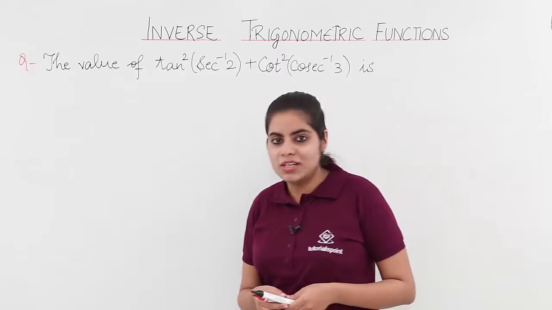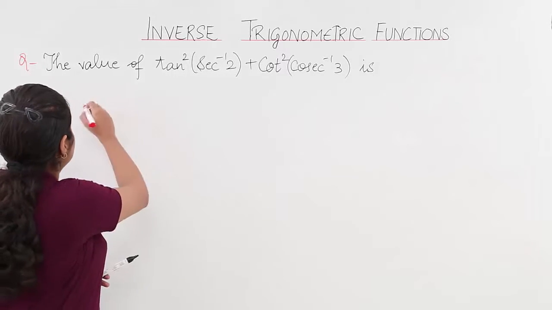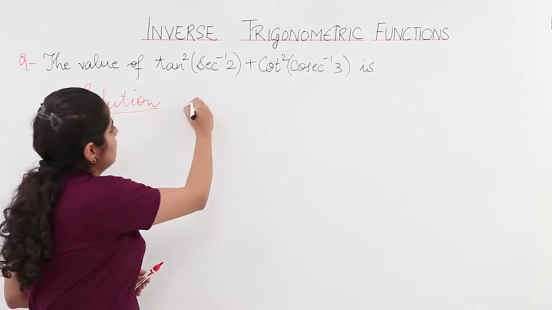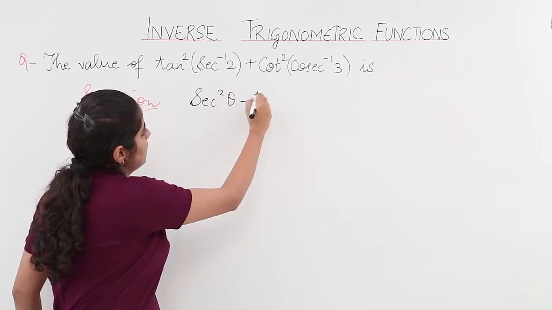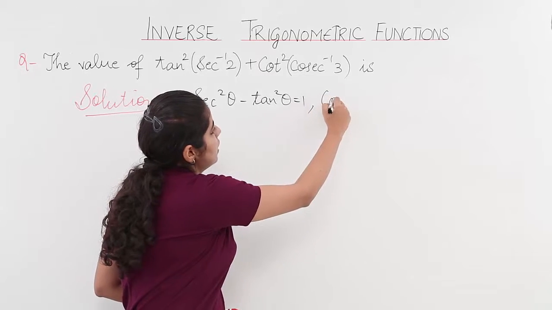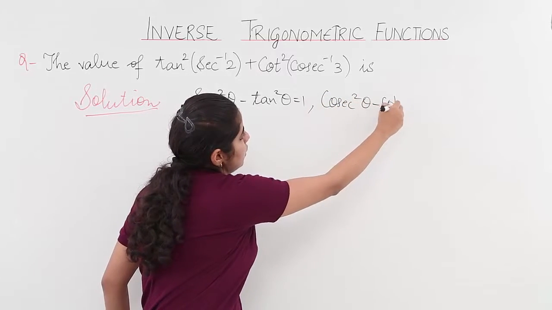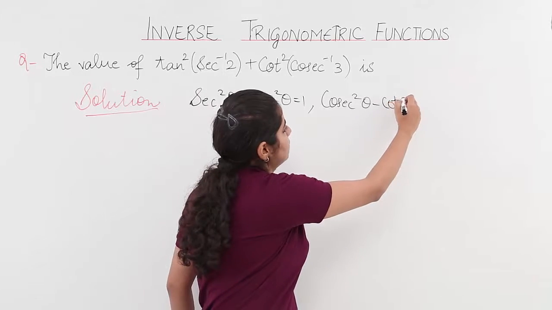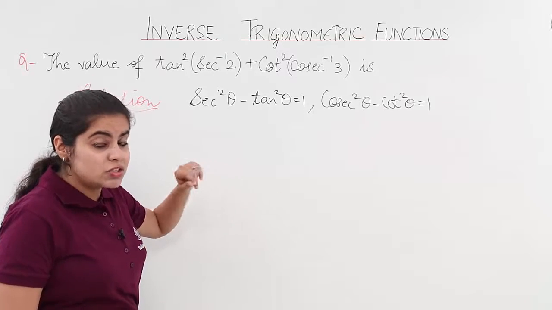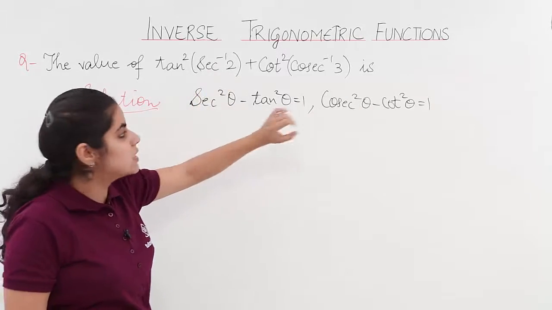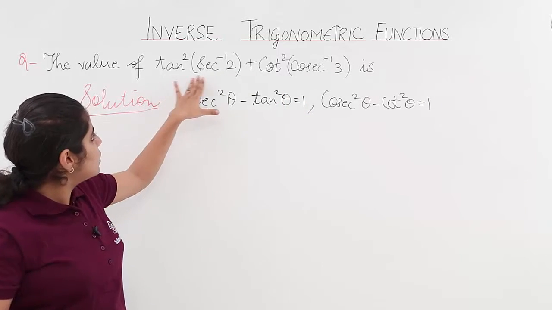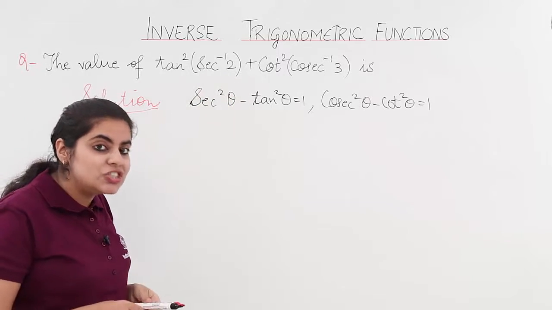Let's get started with solving the problem. Right, let's write the formulas first. It is secant square theta minus tan square theta is equal to 1, and also another formula, cosecant square theta minus cot square theta is equal to 1. These formulas, when combined with inverse trigonometric functions as in secant inverse and cosecant inverse, will manipulate the question in a form. Tan square secant inverse 2 will change to what?